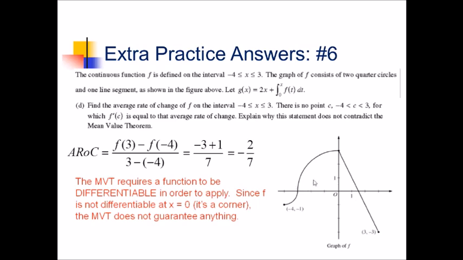This function, if you look at this, is not differentiable everywhere. At 0, we have a corner. So since we are not differentiable at that spot, the MVT does not guarantee anything across this whole interval. Now, for smaller parts of this, maybe, but certainly not across this whole interval. So this is why there's no contradiction.